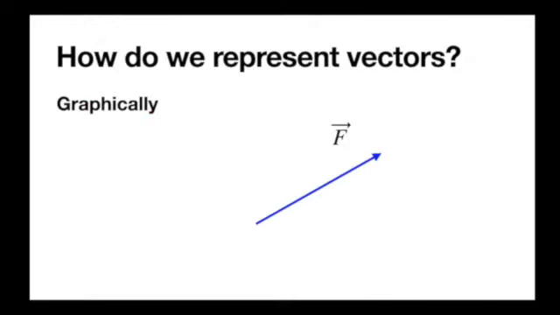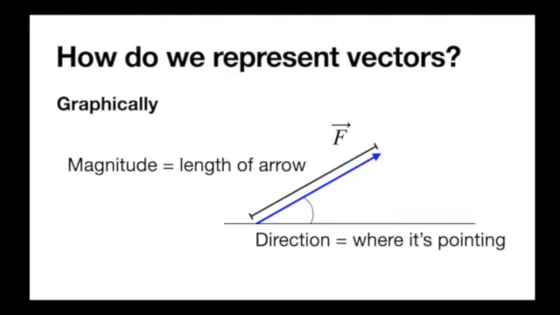All right, vectors. How do we represent them? Well, graphically, and just in general, vectors have a length or magnitude and a direction, right? The magnitude is represented by the length. A longer arrow means a larger magnitude, and the direction is just which way the vector is pointing.